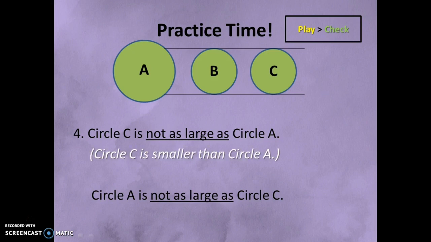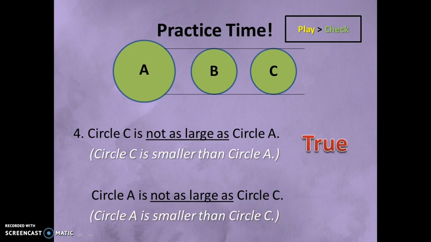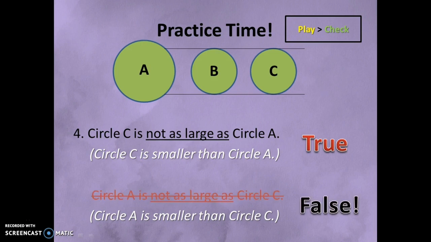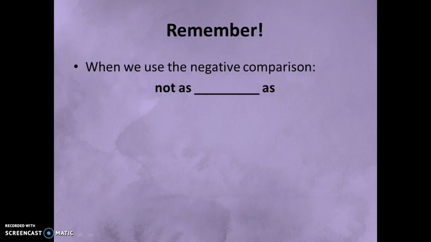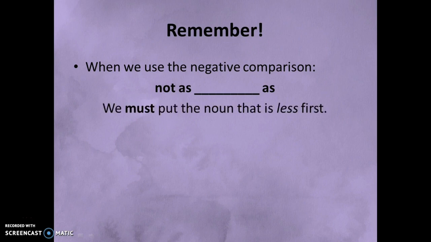Because remember, not as large as is kind of the same as saying smaller than. What I'm saying is circle C is less large than circle A, and that's true. But if I said circle A is smaller than or less large than circle C, that's not true, that's false. So be careful. Remember, when we use that negative comparison, not as, adjective as, we must put the noun that is less first. This can be tricky, so just pay careful attention as we go forward, and don't worry, you'll get it after some practice.